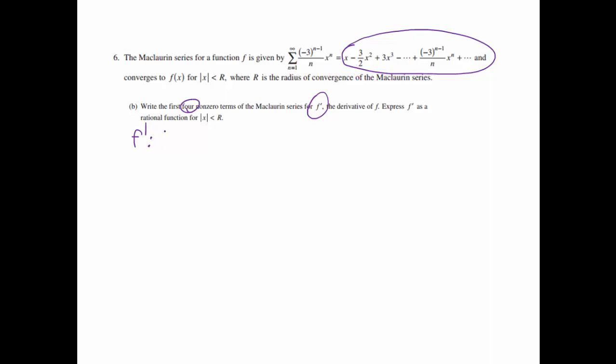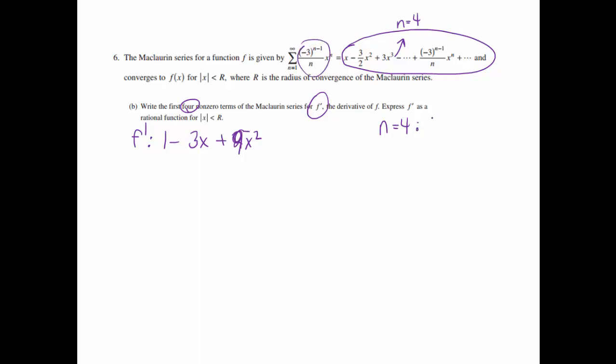So all we need to do to get f prime is just take the derivative of each of the terms. And we do want 4 terms when we do this. So the derivative of x would be 1, minus the derivative of 3 halves x squared, which would be 3x, plus the derivative of 3x cubed, which would be 9x squared. And now I'm missing a 4th term, so I'm going to have to find one more term in the sequence. So this was n equal 1, n equal 2, n equal 3. We need to find what's happening when n equals 4. So when n equals 4, we can just go ahead and plug it into this formula right here. They're actually both the same, so it doesn't really matter.